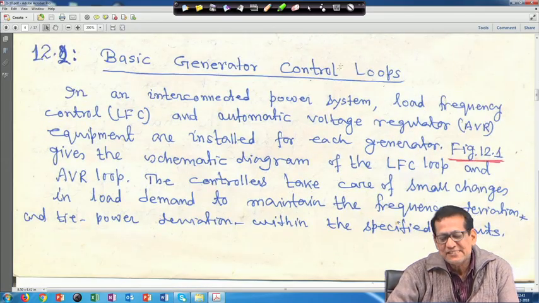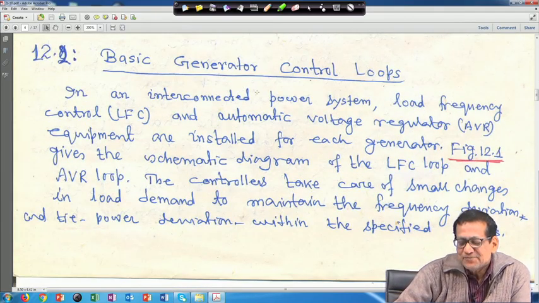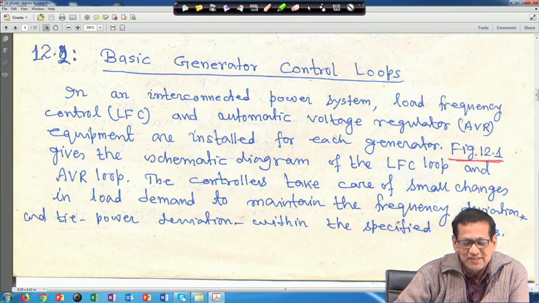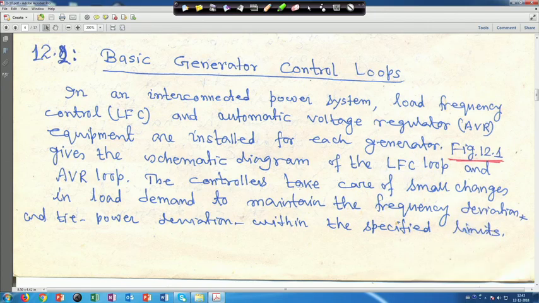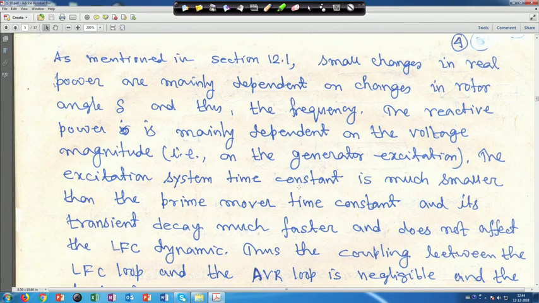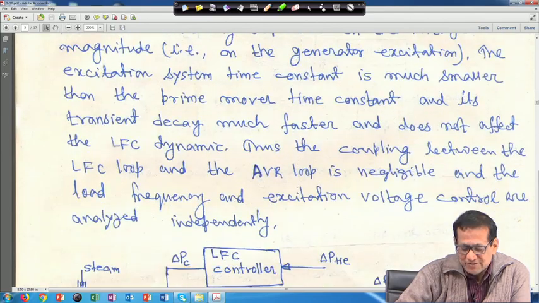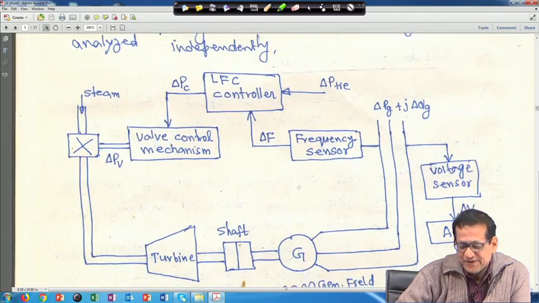Next is the basic generator control loops. In an interconnected power system, load frequency control and automatic voltage regulator equipment are installed for each generator. We have seen AVR and the other things in the initial lectures, the first 14 or more lectures. Figure 1, which I will come to, gives the schematic diagram of the LFC loop and AVR loop. The controllers take care of small changes in load demand to maintain the frequency deviation and tie power deviation within the specified limits.